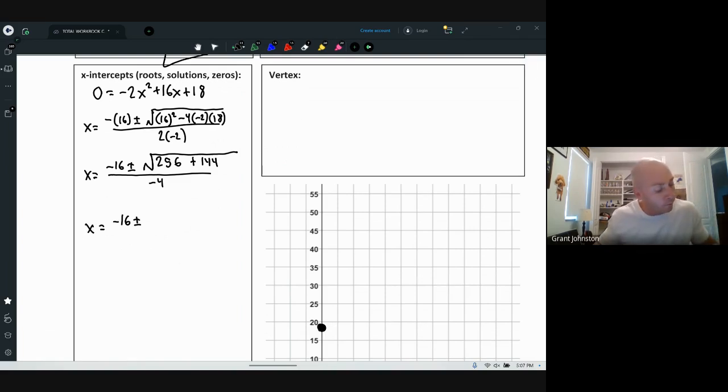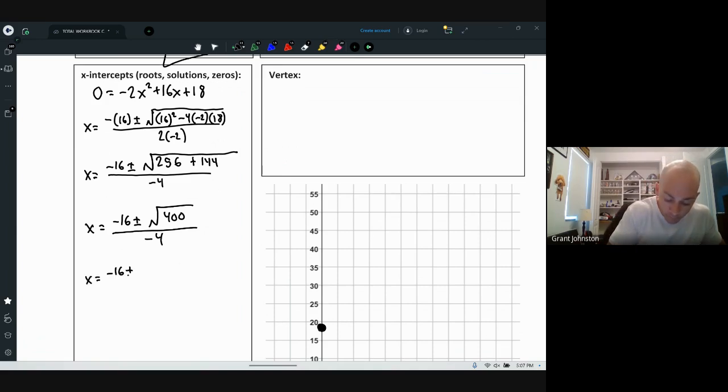256 plus 144 is 400. Now, you may not know this, but 400 is a perfect square. The square root of 400, again, just type it in, is 20. So I have negative 16 plus or minus 20 divided by negative 4.